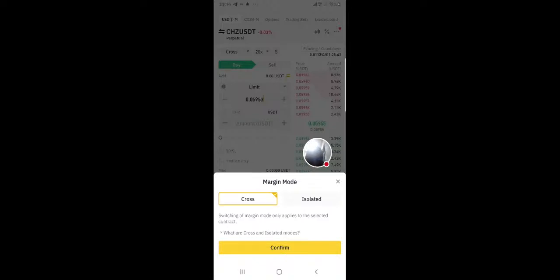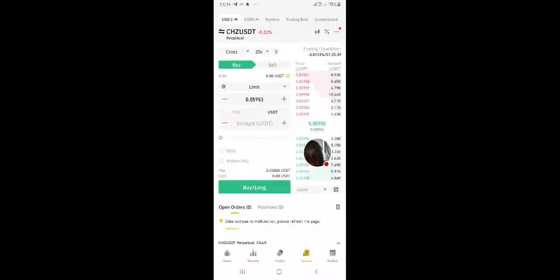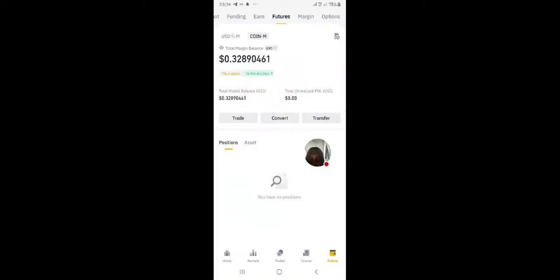Let me go back. This cross you are seeing here now. Let me go back to the wallet. This is the future wallet here now. I have $0.3 here. Let me say I have like $20 here now. $20 on this place. Now if I have $20 here now, I now trade.